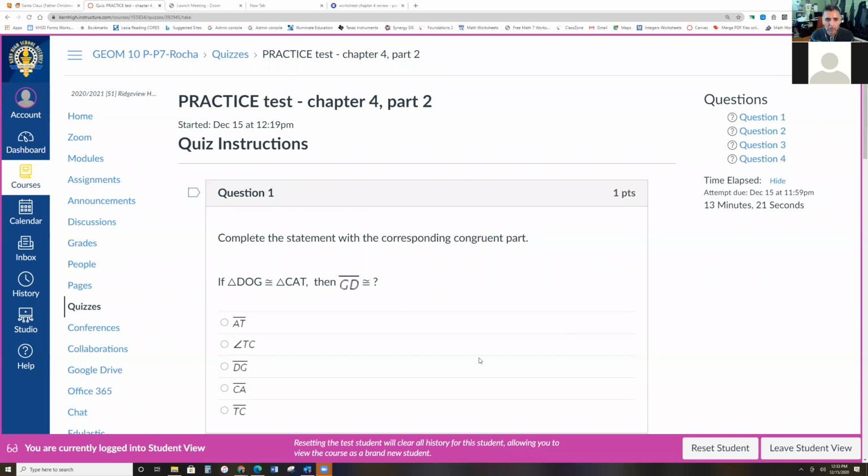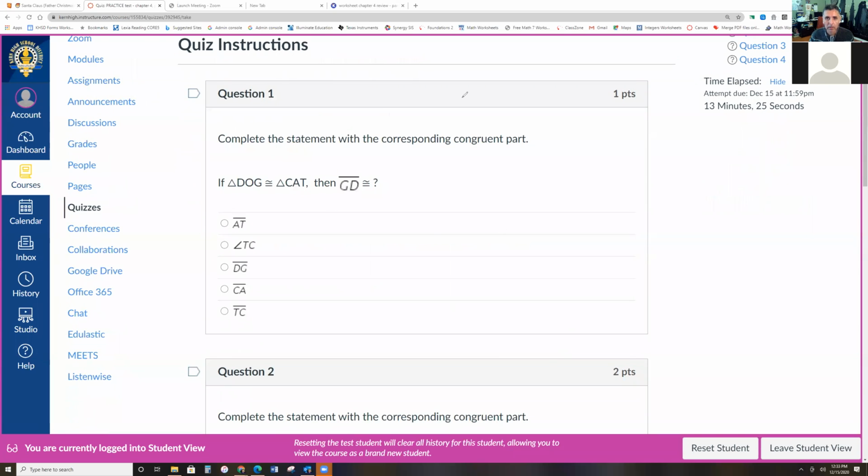Okay, so for number one, all we need to do is find, based on this congruent statement, the side that goes along with GD. To do that, just look at the position G is in. G is the third letter over here, so I should take the third letter over there. And then look at D. D is the first letter in that triangle, so you should take the first letter in that triangle.